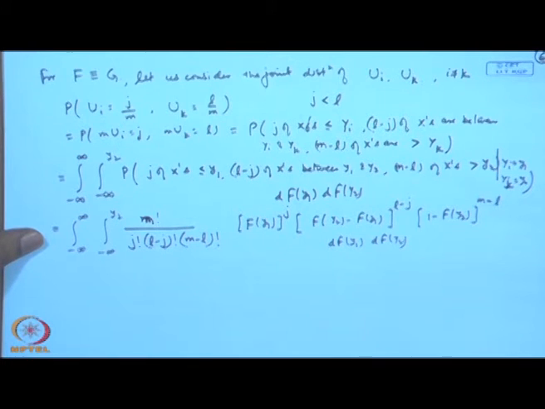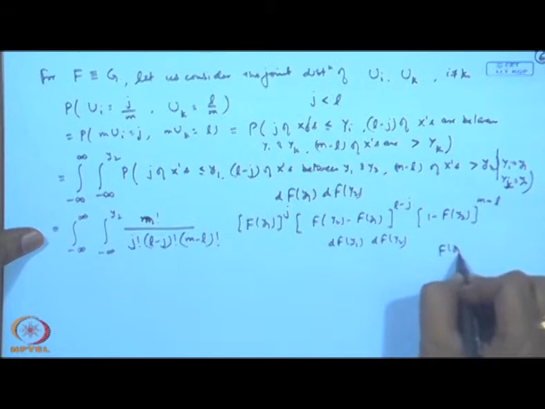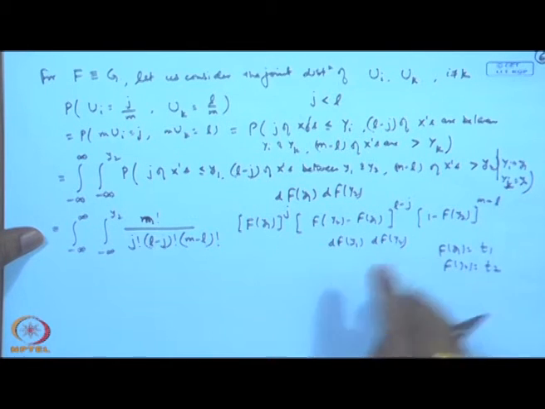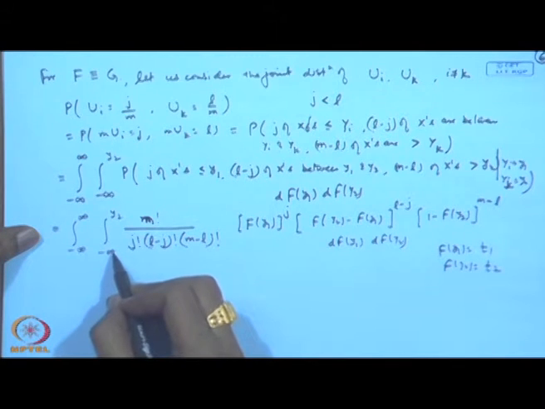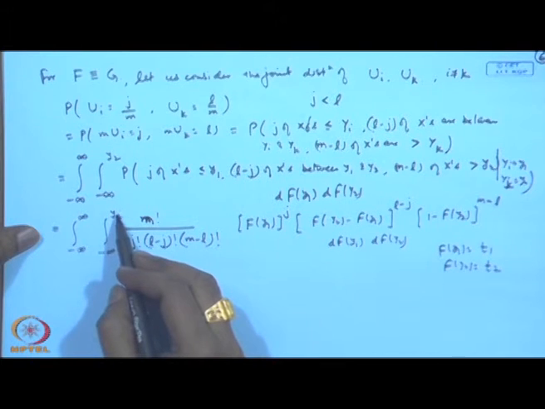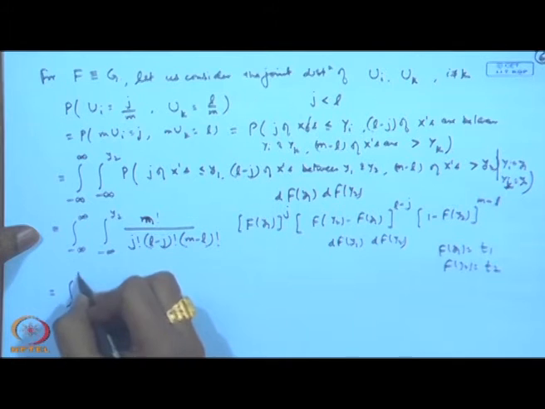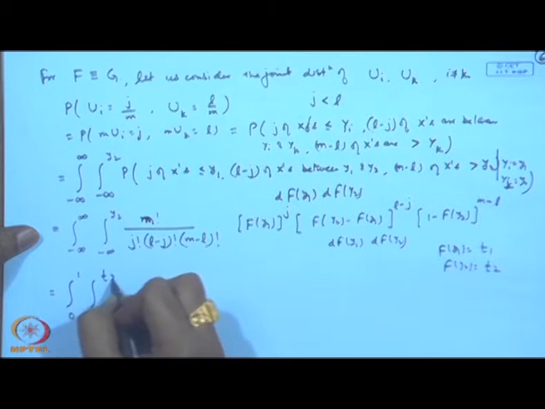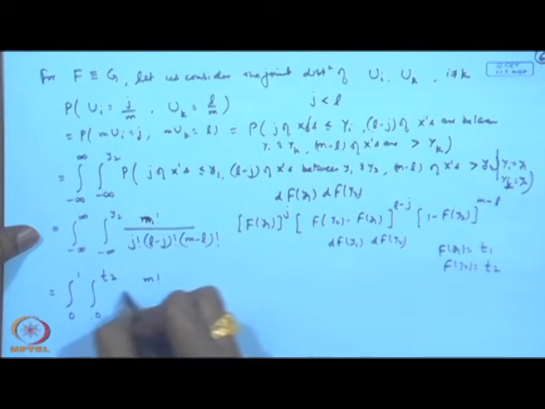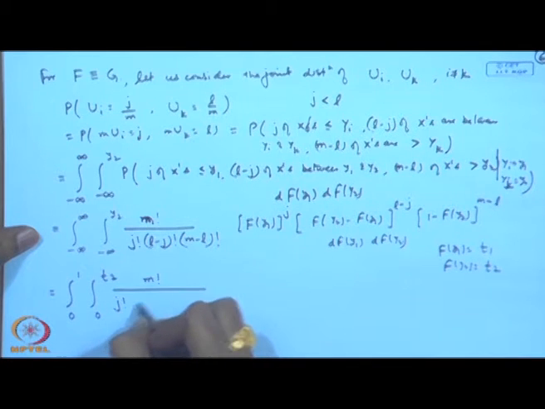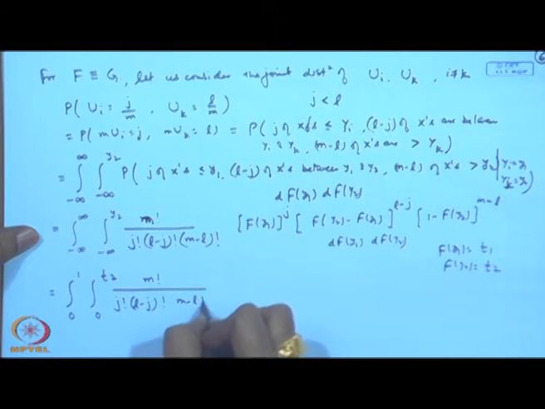Now, in this one I can make the transformation, f of y 1 equal to t 1 and f of y 2 equal to t 2. So, this will become d t 1 d t 2, and the range will become 0 to t 2 for t 1 and 0 to 1 for t 2. So, this is becoming integral 0 to 1, 0 to t 2, m factorial divided by j factorial, L minus j factorial, m minus L factorial.